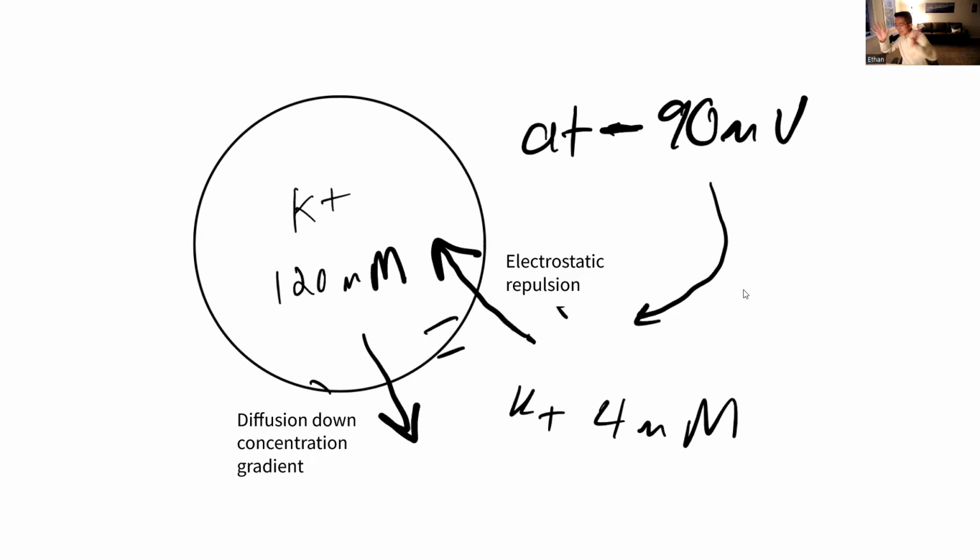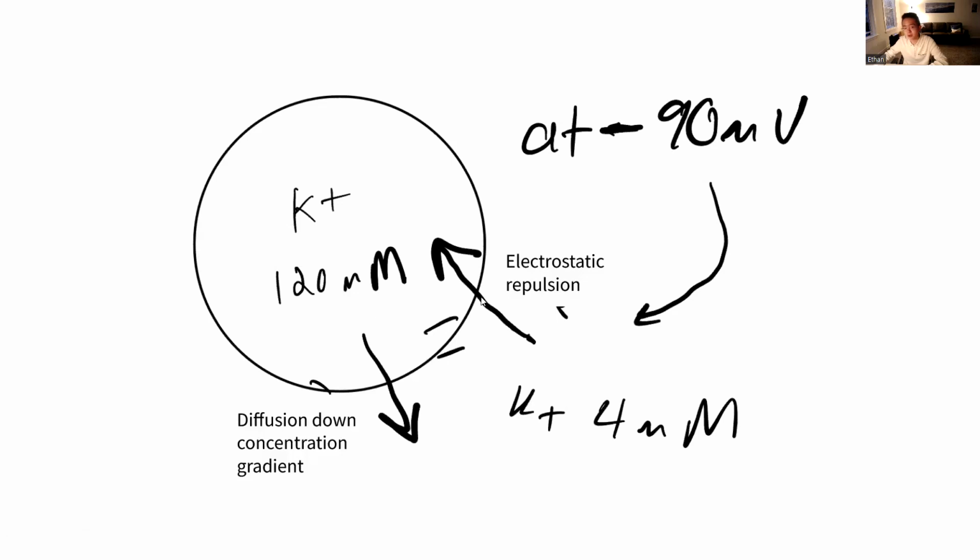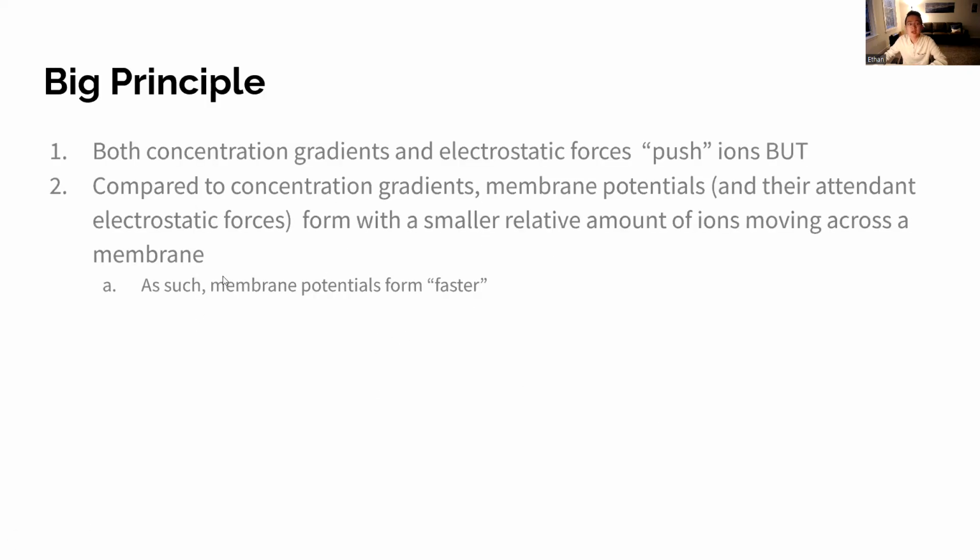And that brings me to my next big principle, which is that both concentration gradients and electrostatic forces push ions. We saw that here, there are two forces at play. The force to cancel out this negative 90 millivolts, and also the force to move K down its concentration gradient. However, compared to concentration gradients, membrane potentials and their attendant electrostatic forces involve a smaller relative amount of ions moving across the membrane. As such, membrane potentials form faster.